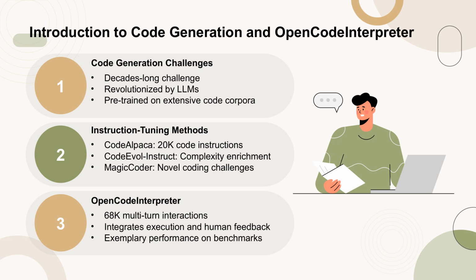To enhance the capabilities of these models, various instruction tuning methods have been developed. For example, CodeAlpaca uses 20K code instructions generated by applying self-instruct to ChatGPT. WizardCoder enriches the complexity of initial code instructions, and Magicoder generates novel coding challenges. Despite these advancements, current code models have limitations in utilizing feedback for refinement.